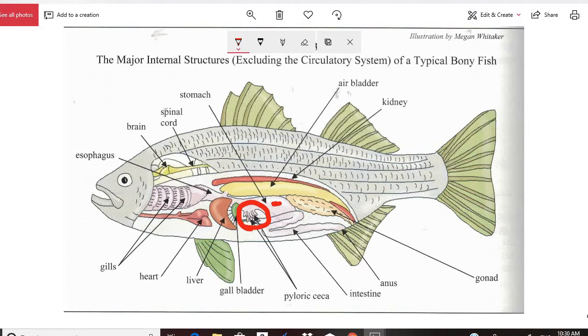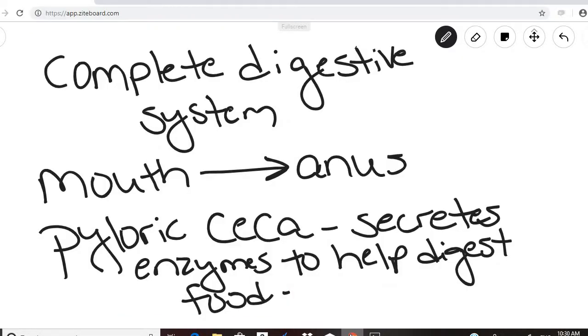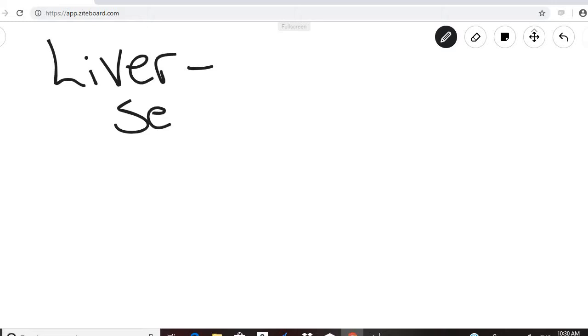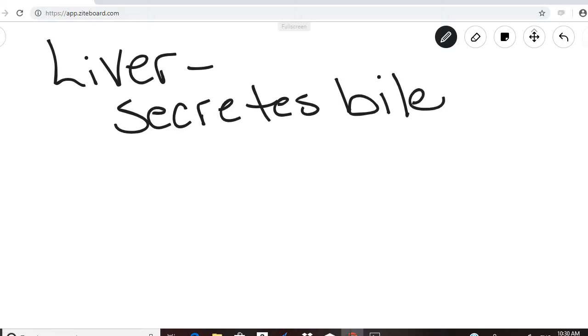So it secretes enzymes both into the stomach and the intestine to help break down food. And then the other structure that I want to mention here is the liver. You see that right there. The liver in a fish is important because it secretes a substance called bile. And what bile does is that it helps to break down fat.